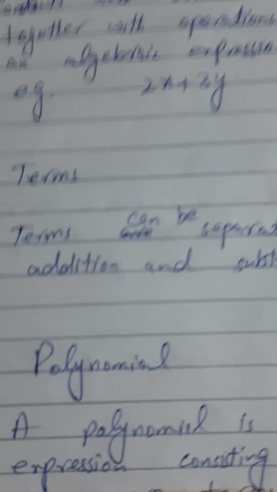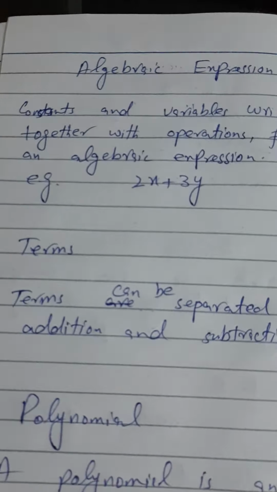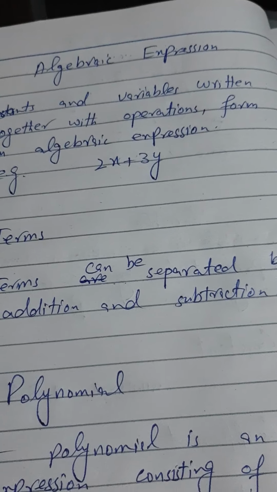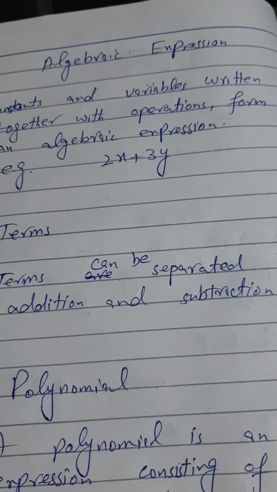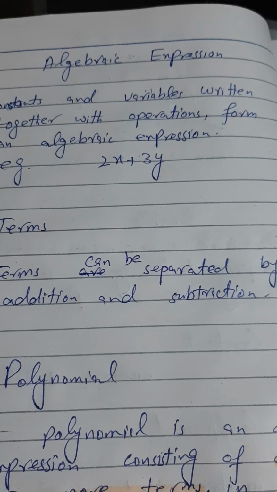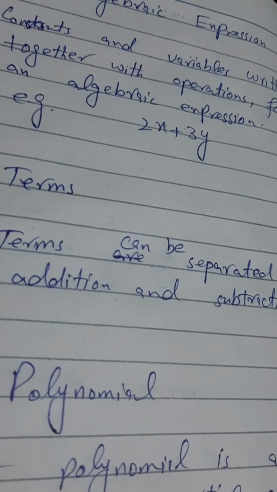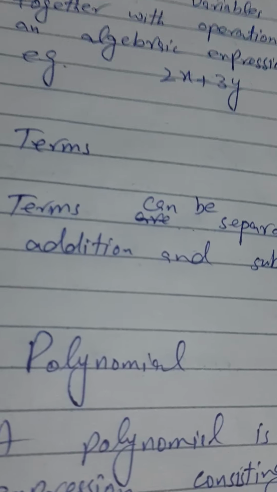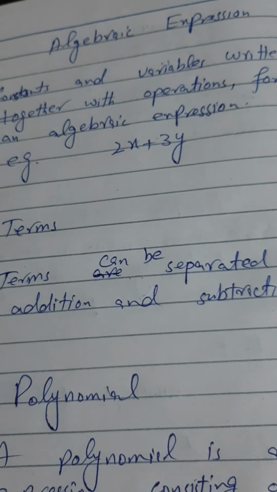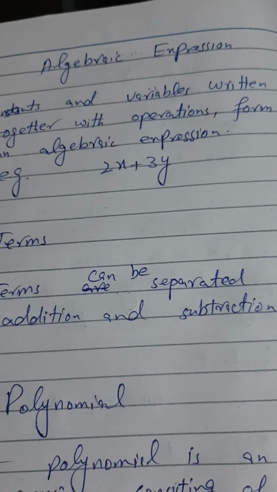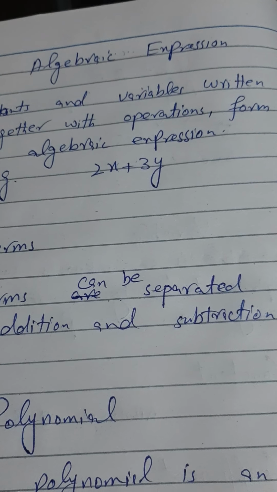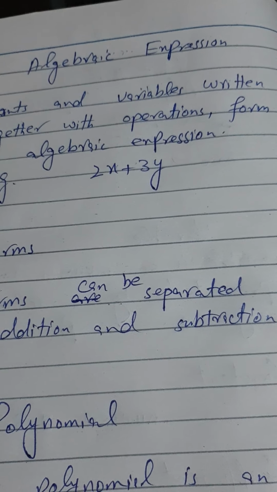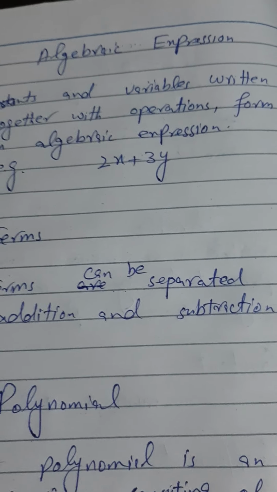Now come to algebraic expression, that is title of this unit. Simple definition of algebraic expression is that when we have constants and variables written together with operations, they form an algebraic expression. Operations mean basic 4 operations, meaning addition, subtraction, multiplication and division. When we have different variables and constants written together with the help of operations, they form algebraic expression. There isn't any condition of terms, any numbers, letters, variables. There isn't any condition like this.